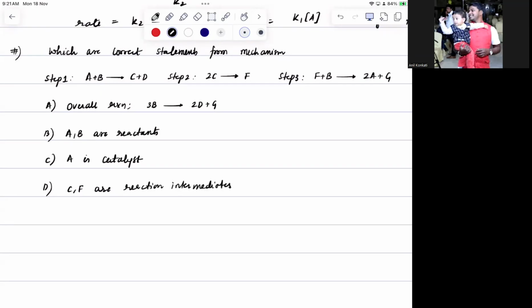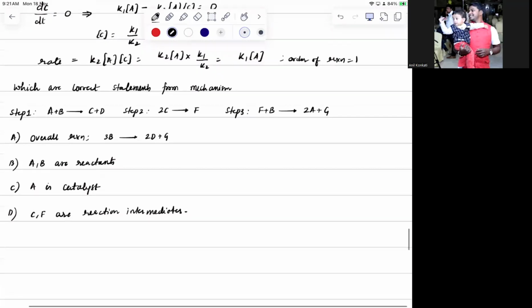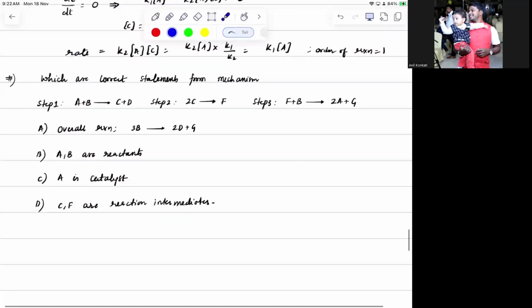C and F are reaction intermediates. Okay, right. So now notice this one. If you notice the overall reaction, what is it that we are adding? You add step 1, step 2, and step 3. You will see that B is present here, and B is present here. And overall, I need to get 2D. So that means I need to multiply 2 here, right? And then add all of them.